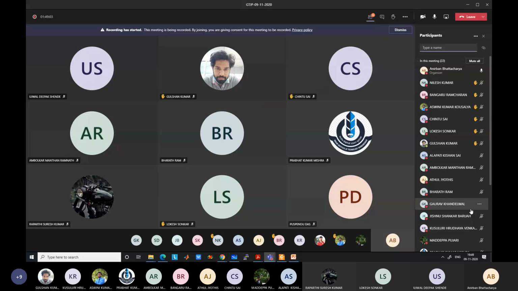Then Gulshan Kumar is present. M. Pujari present. Nilesh Kumar present. Chintu present. Sudipto present. Then Lokesh, I think so. Yes, present. Ankit has left, right? Ankit also has left. Shivangsh is present. Gaurav, not Khandelwal. Gaurav Khandelwal is present. Gaurav Srivastav is not present. Okay, everyone else is present.